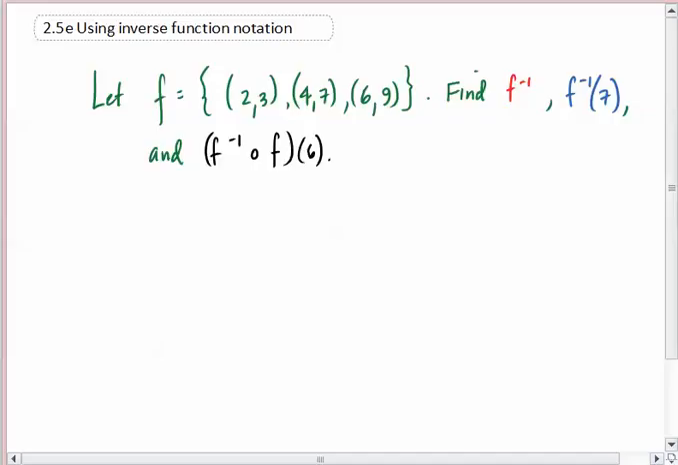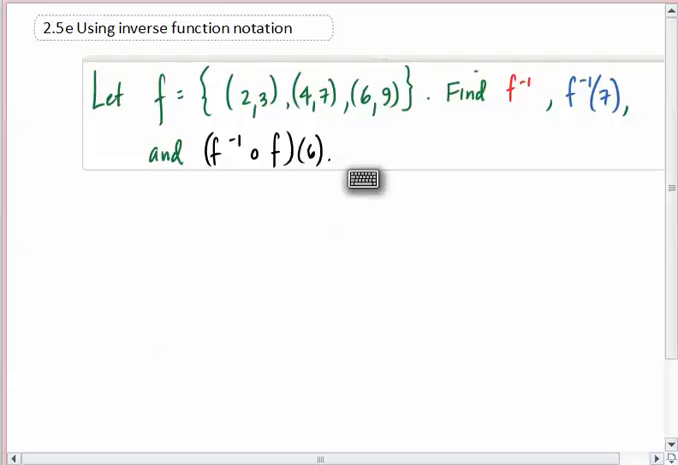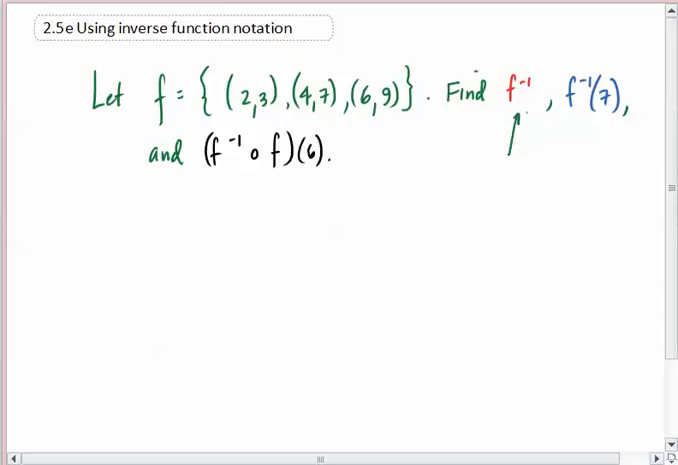So let's take a look at using some of these things like this notation and finding inverses of functions. So using inverse function notation, we have a function f. It's a discrete function with the coordinate points (2, 3), (4, 7), (6, 9). They want to know what f inverse is. This is called f inverse. Okay, so let's take a look at f inverse.